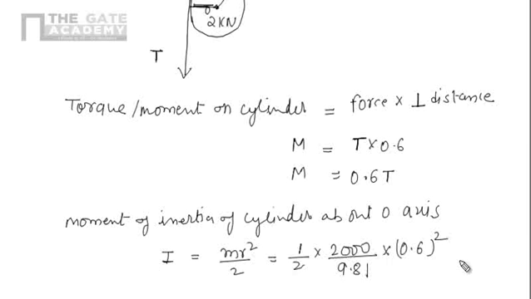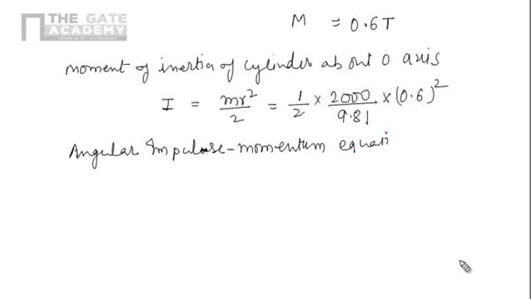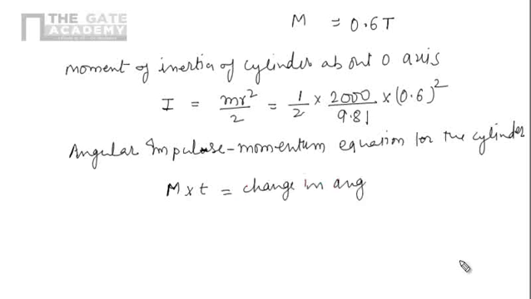So now on applying the angular impulse momentum equation for the cylinder. According to the angular impulse momentum equation for the cylinder, we can write here: net moment into time is equal to change in angular momentum.